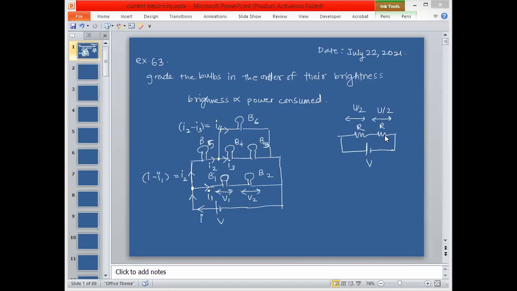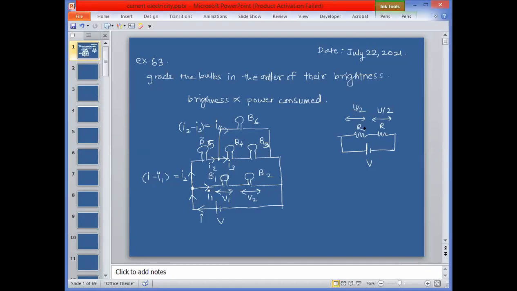So tell me, can I do this? If two resistances are in series and equal, then they will share equal voltage, V by 2 and V by 2. If there are three resistances, they will share equal voltage, V by 3, V by 3, V by 3, if a total of V is available across them. So this will have V by 2, this will have V by 2. So shall I say V1 is equal to V by 2?